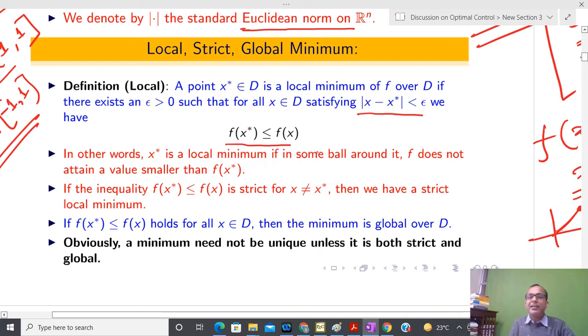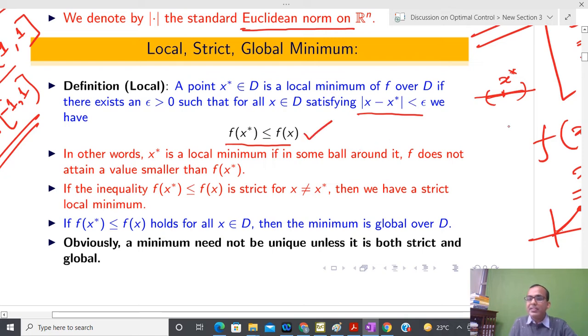It means that if I tell you x star is the local minima in some ball around x. So how are we creating the ball? Suppose I have a one-dimensional space, and this point is x star. Then I am saying that in the vicinity of this, this result will be true.